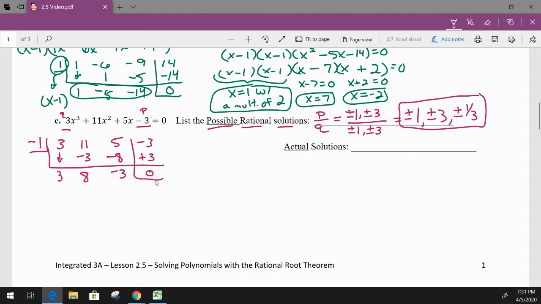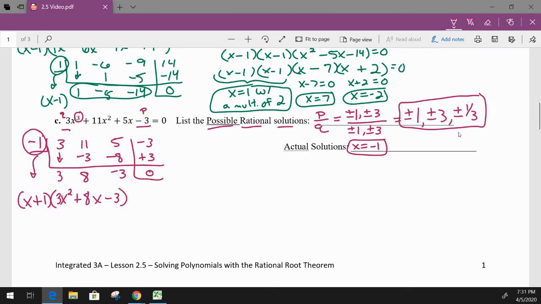So we do get a remainder of 0, which means negative 1 is a solution. So that's one of our solutions, and we should have 3 solutions because our degree is 3. That also tells us that we have a factor of x plus 1. So x plus 1 gives you a solution of negative 1. Then these 3 numbers here are going to make up the trinomial, 3x squared plus 8x minus 3.